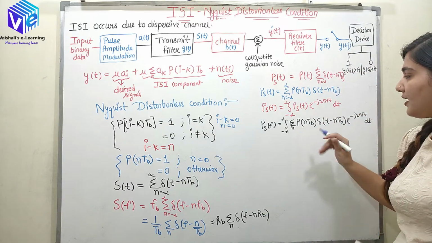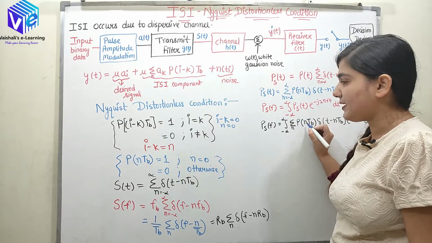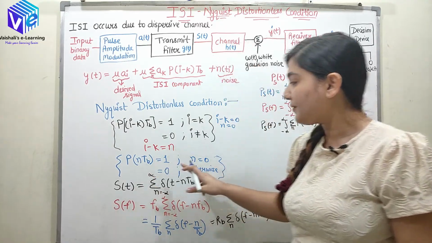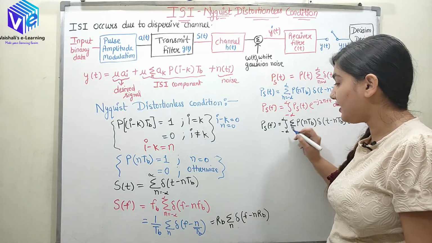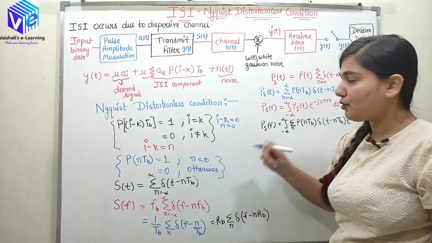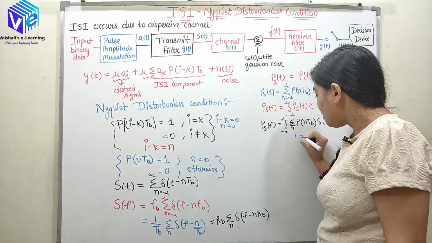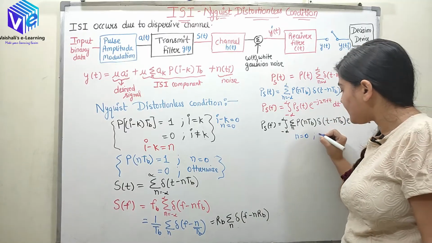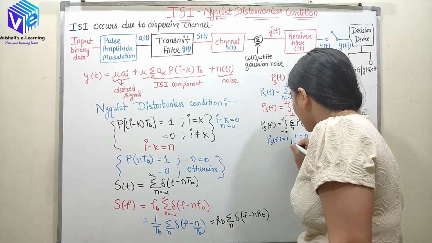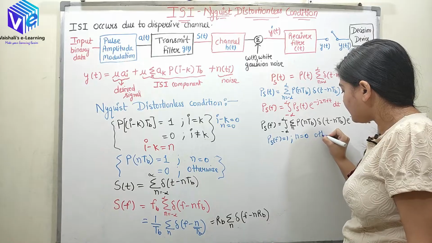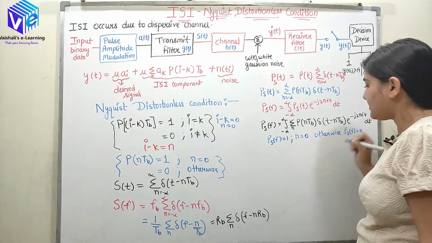So now if I observe this equation closely, here we have P of nTB. So it is 1 only when n is equal to 0, and it is 0 otherwise. So I just have one value of n, which is n equal to 0. Otherwise PS(f) is equal to 1 at n equal to 0, otherwise PS(f) is equal to 0.